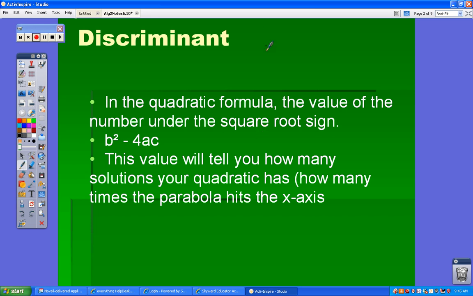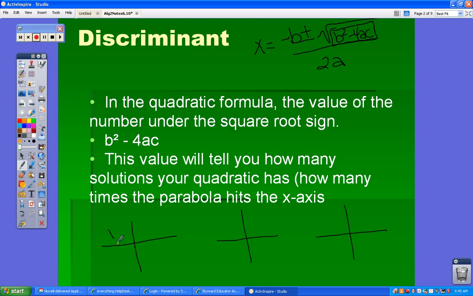Basically, when you have the quadratic formula, x equals negative b plus or minus the square root of b squared minus 4ac, over 2a. The value under the square root sign is called the discriminant, this b squared minus 4ac. This value will tell you how many solutions you're going to have, or how many times the parabola hits the x-axis, because you have three things that could possibly happen.